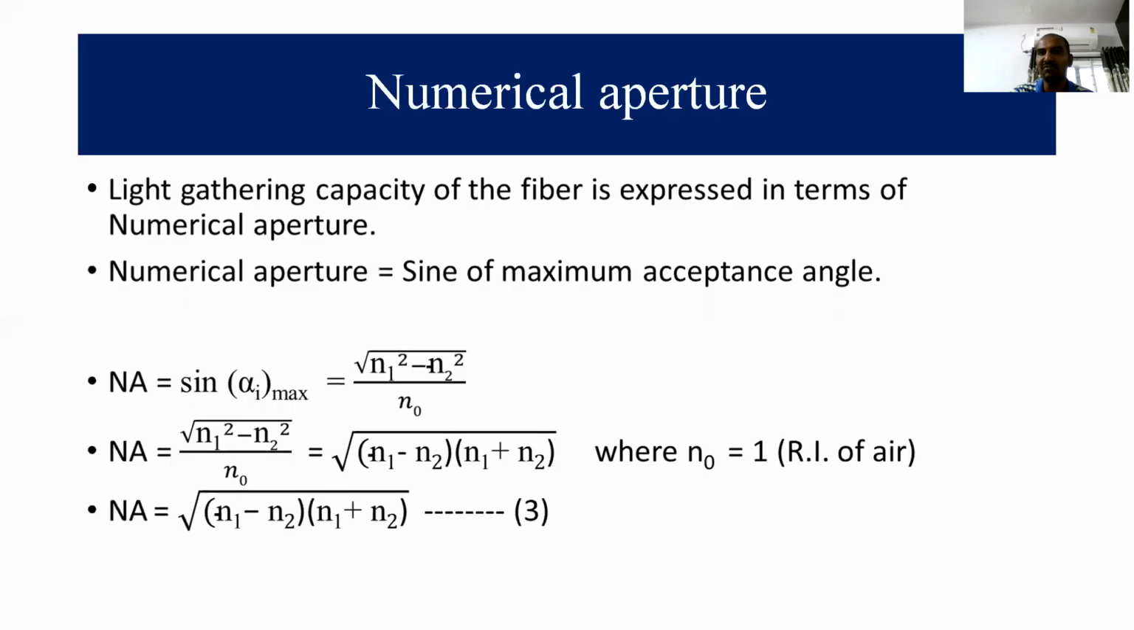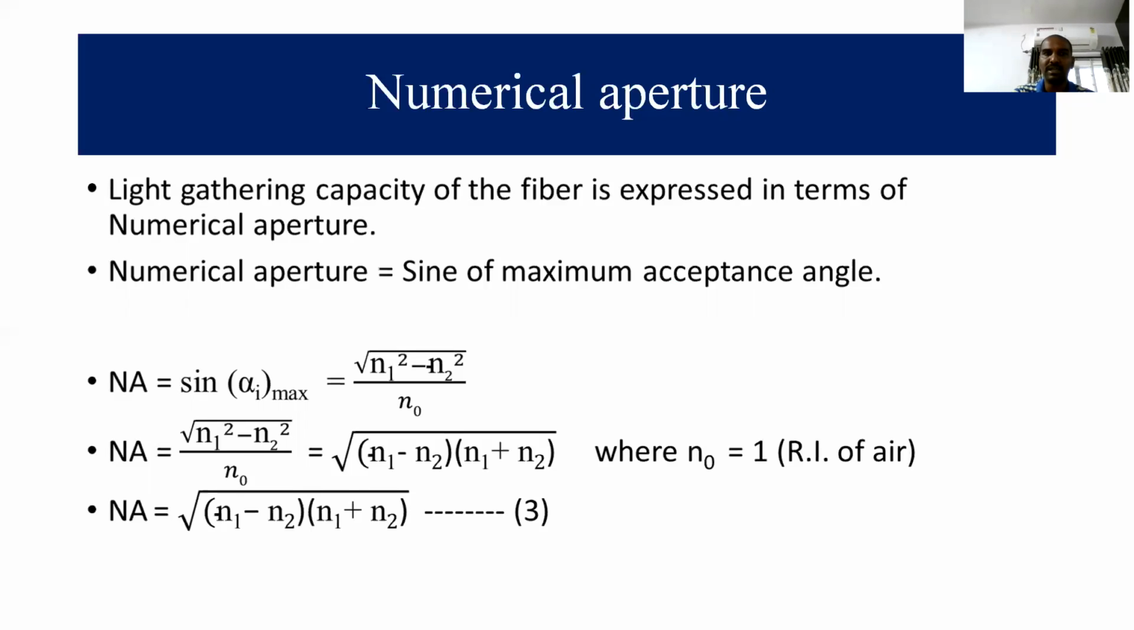So the more light is gathered by the optical fiber, the more light rays are in a position to transmit through it. That's why the light gathering capacity of the optical fiber is expressed in terms of numerical aperture. The efficiency of the optical fiber is also expressed in terms of numerical aperture. If an optical fiber has a higher numerical aperture value, it is considered a very efficient or quality one. That's why numerical aperture is also called the figure of merit of the optical fiber.